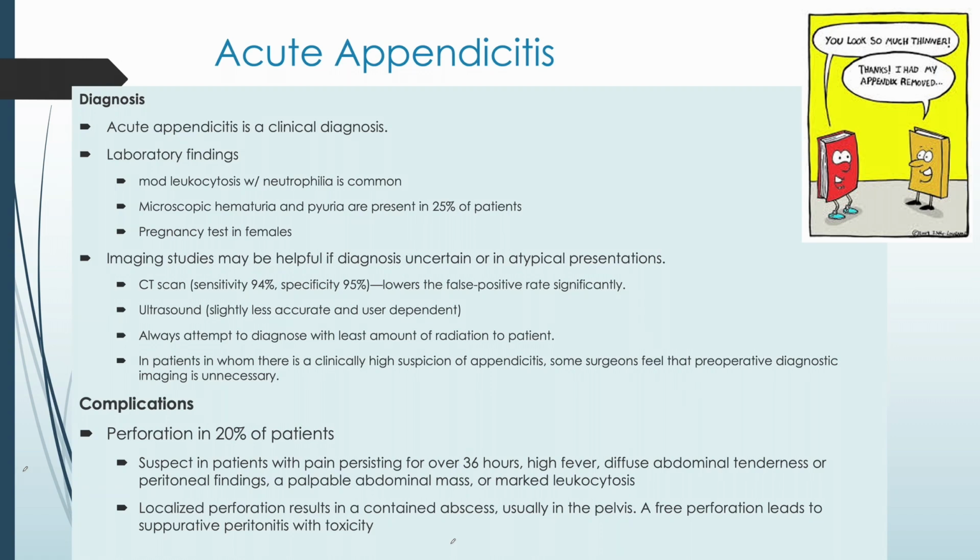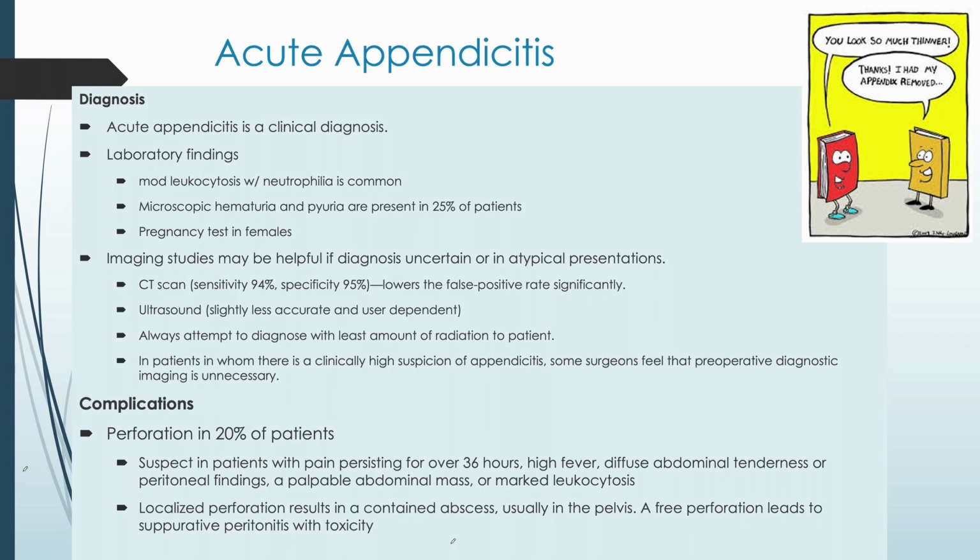Some patients can also have some microscopic hematuria and pyuria. If you have just a little bit of hematuria and pyuria, it can be appendicitis. If you have gross hematuria or a significant amount of bacteria or white blood cells in your urine, it's probably a UTI, not appendicitis. And then you always want to get a pregnancy test in females, right? If you have an ectopic pregnancy, it's different than acute appendicitis, although pregnant ladies can get appendicitis too, and it can be a little bit more challenging to diagnose.